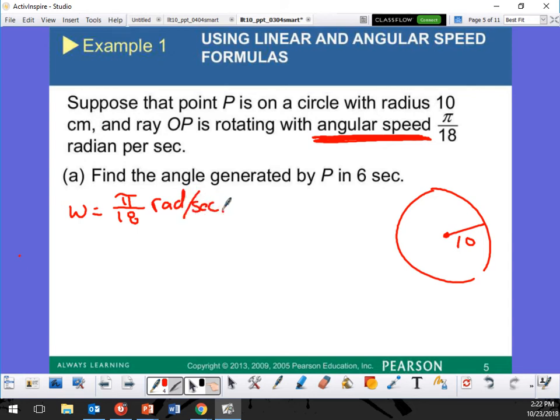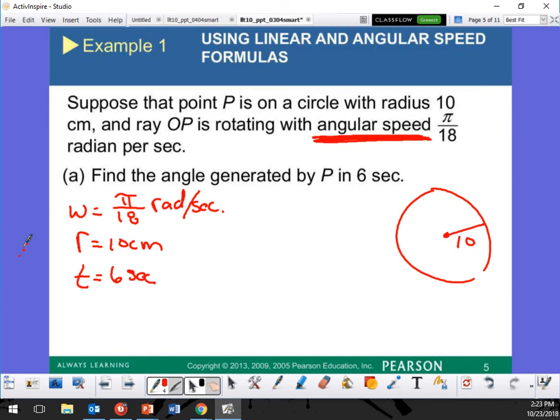What other variable did I get? I got R is 10 centimeters. Find the angle generated by P in 6 seconds. What other variable do I have now? I have 6 seconds. What variable is that? T, time. So T is equal to 6 seconds.